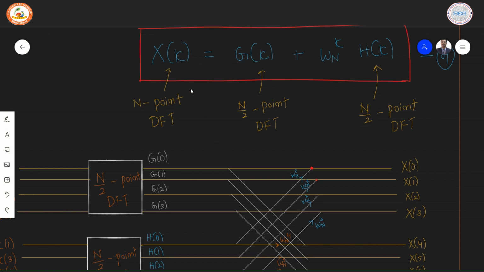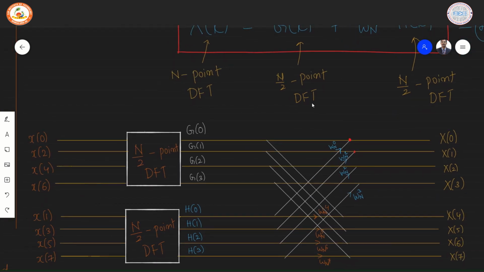Now for 8 points, the first k value we will start with is 0, and the last value of k is going to be 7. So between 0 to 7, we have to calculate all the outputs. Now, as you can see, the value G of 0 plus Wn to the power of 0 into H of 0 is the result X of 0. Similarly, X of 1 can be computed by substituting the value of k as 1, and we get appropriate powers for the twiddle factor also. Now, using this condition, we can make the arrangement as shown here.